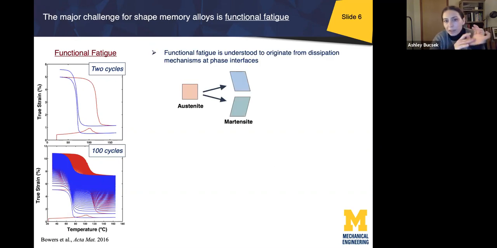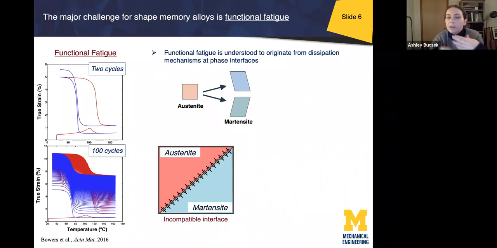Functional fatigue in shape memory alloys is understood to originate from dissipation mechanisms at phase interfaces, and so it's related to hysteresis. And this is because for 99.99% of shape memory alloys, the two phases are not what's called kinematically compatible. This means that if I was to force an interface between a perfect crystal of austenite and a perfect crystal of martensite, the atoms wouldn't line up at the interface and you would be left with dislocations, and then this wouldn't be a reversible process. And this is actually the case in TRIP steels.